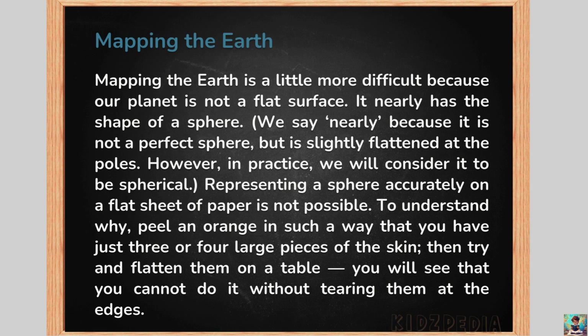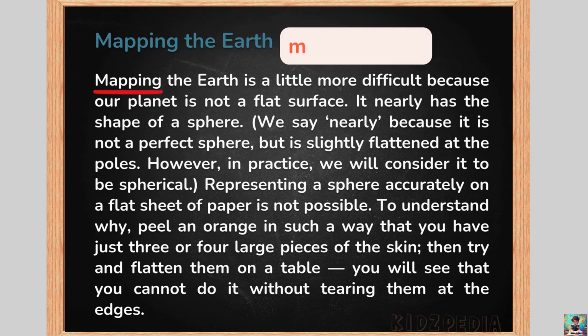To understand why, peel an orange in such a way that you have just 3 or 4 large pieces of the skin. Then, try and flatten them on a table. You will see that you cannot do it without tearing them at the edges. Mapping means making a map. Mapping the Earth means making a map of Earth.